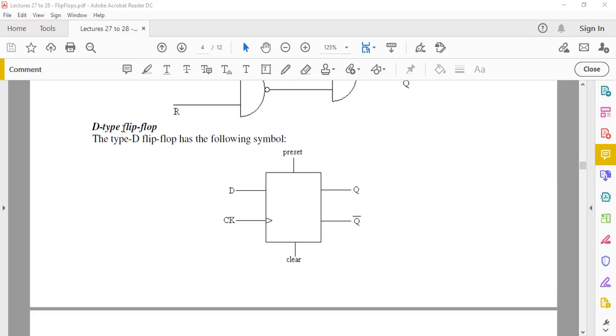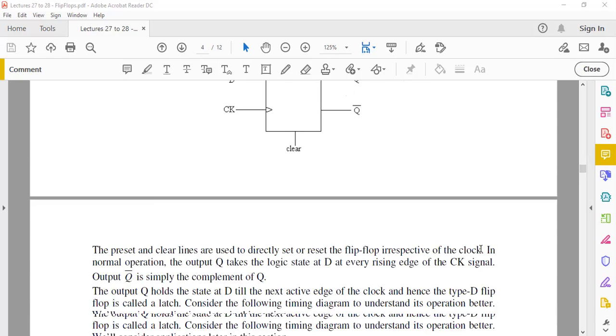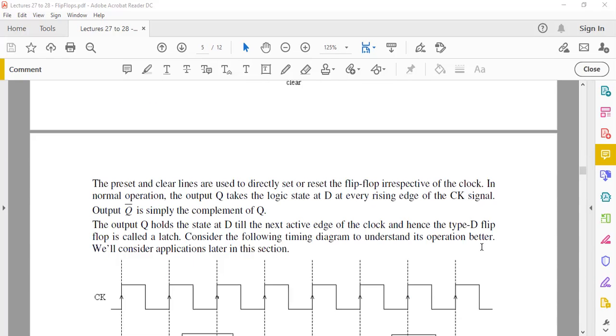So this is how the D-type flip-flop looks. So you have a pin called D, and then you have a clock pin here. You have preset and clear pins, as you can see here, and your outputs Q and Q bar. So this is the important part here.